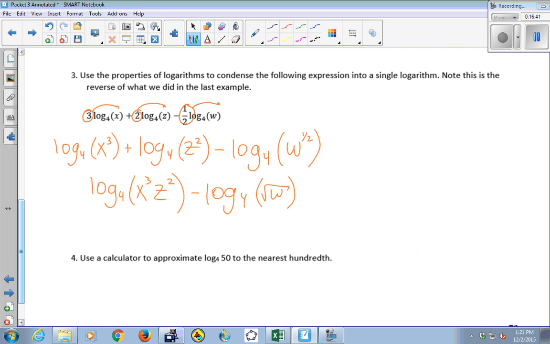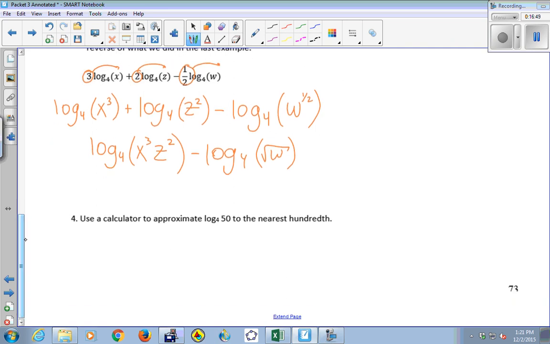Okay, now I have two logarithms left. They're being subtracted, so I can squish them into one logarithm by dividing the inputs. So this becomes log base 4 of x cubed z squared over the square root of w.